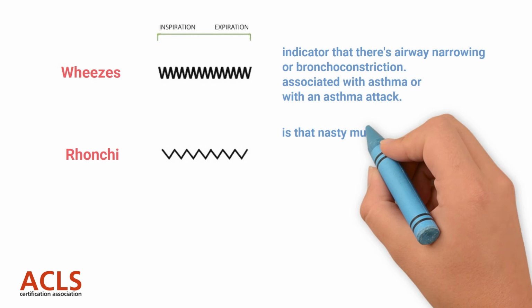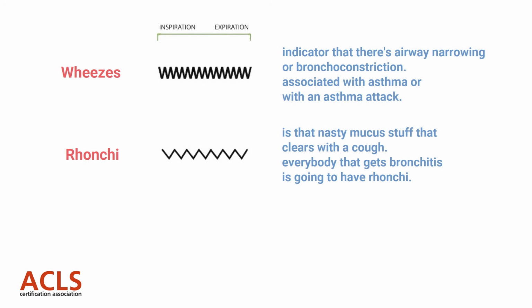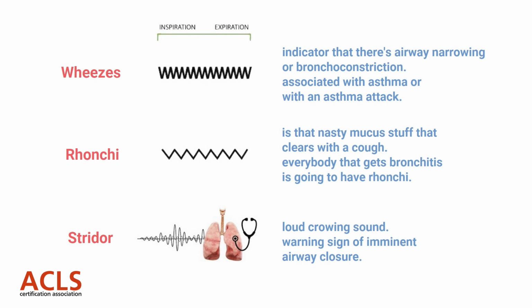Rhonchi. Now rhonchi, we've all had rhonchi before. If you've ever had bronchitis and you've had a cough, that's rhonchi, all right? Rhonchi is that nasty mucus stuff that does clear with a cough. Everybody that gets bronchitis is going to have rhonchi. Stridor is something you never ever want to hear on your patient. Stridor is that loud crowing sound. It is a warning sign of imminent airway closure.